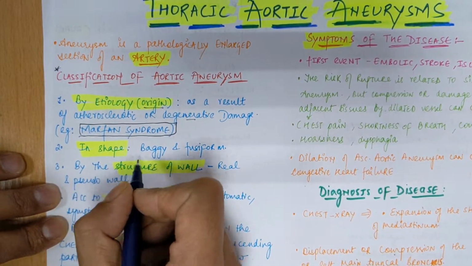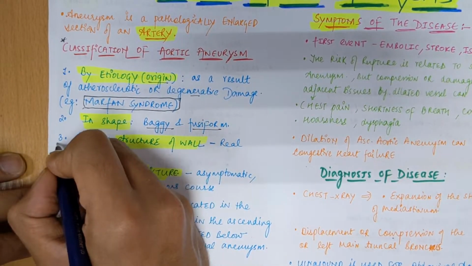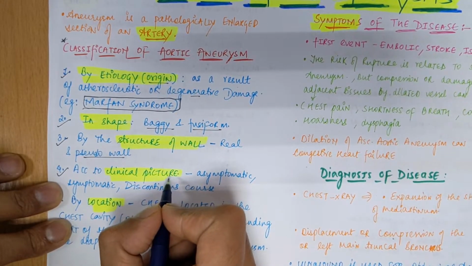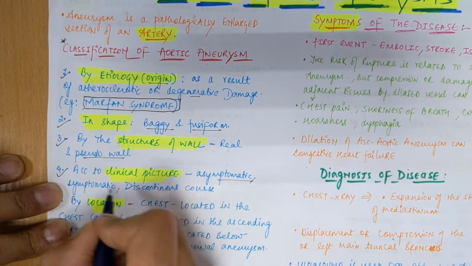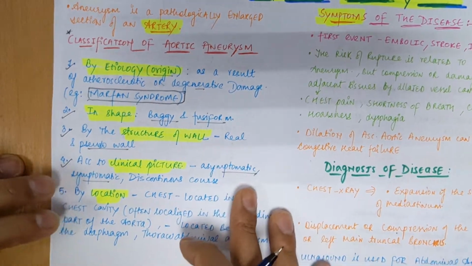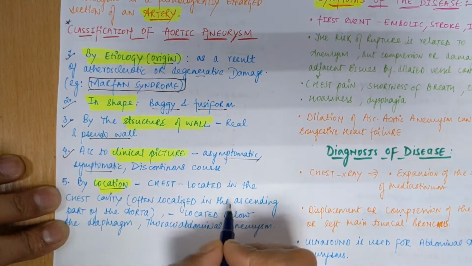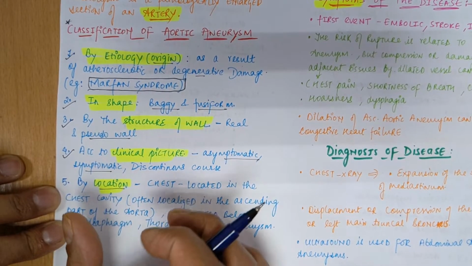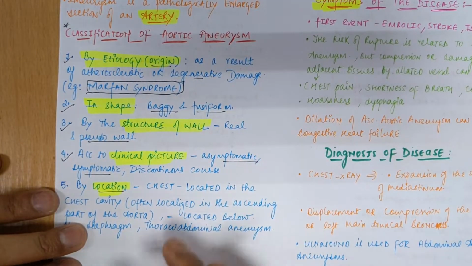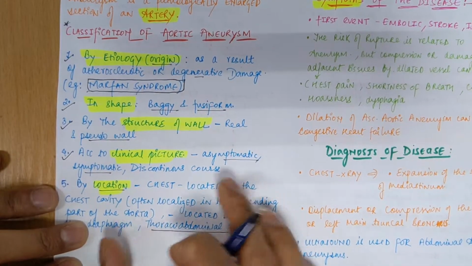You can also divide by shape, called saccular and fusiform aortic aneurysm. The third point is division by the structure of the wall, true and pseudo wall. You can also divide according to the clinical picture, meaning how the patient presents: the patient can be asymptomatic, symptomatic, or have a discontinuous course of disease. And by location, the aneurysm can be located in the chest cavity, often and specifically on the ascending part of the aorta, or below the diaphragm in the abdomen area, which is called a thoraco-abdominal aneurysm. So these names are according to the location.